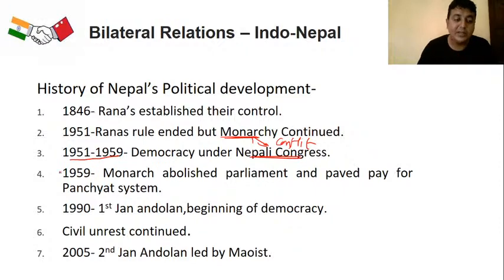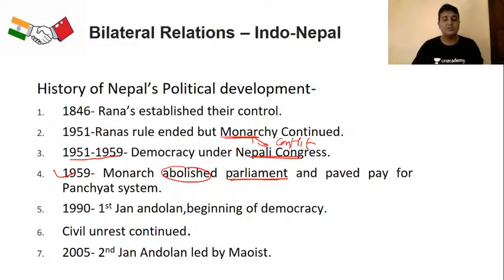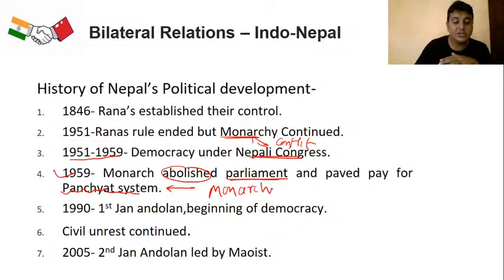And finally, the monarchy abolished the parliament, abolished the democratic system, and it paved the way to the panchayat system. What exactly is this panchayat system? The panchayat system was basically an idea of the monarchy to establish absolute control.